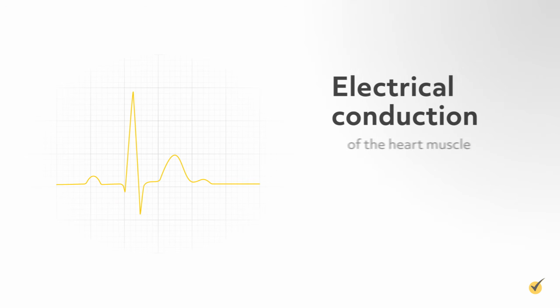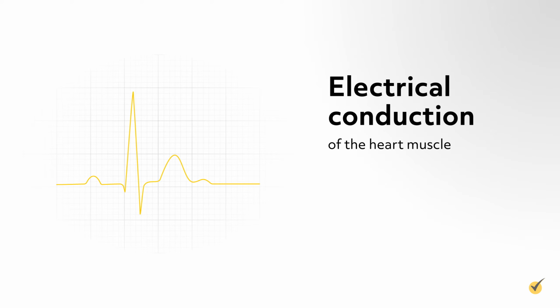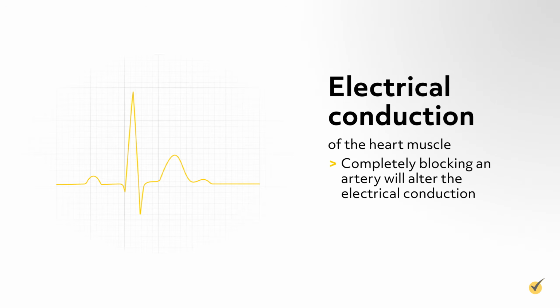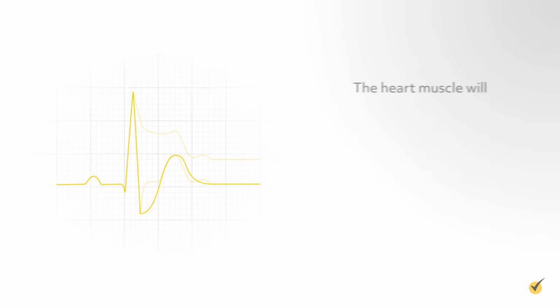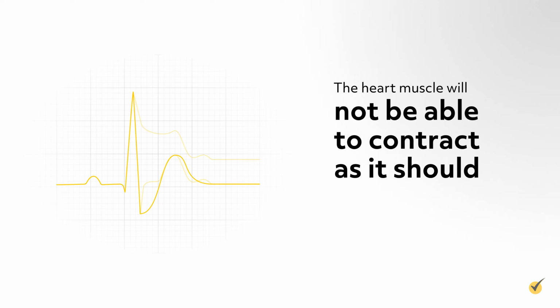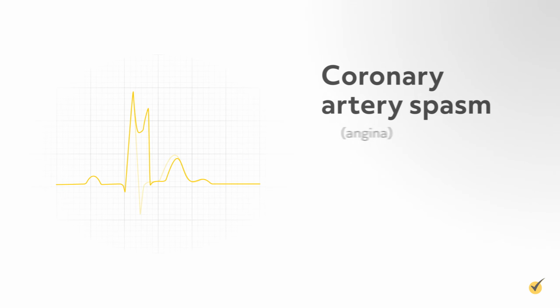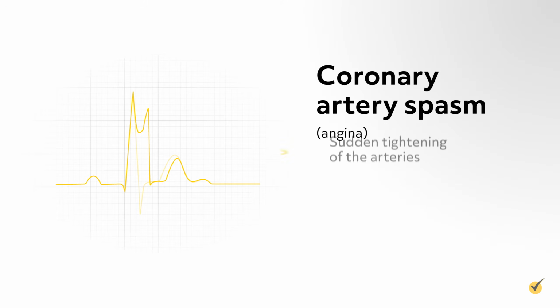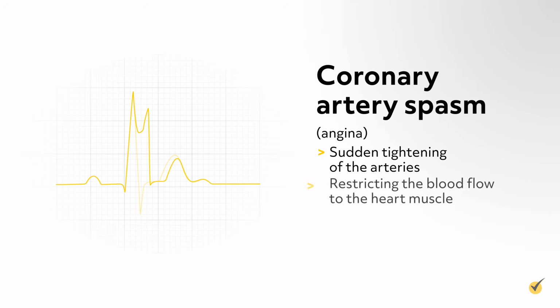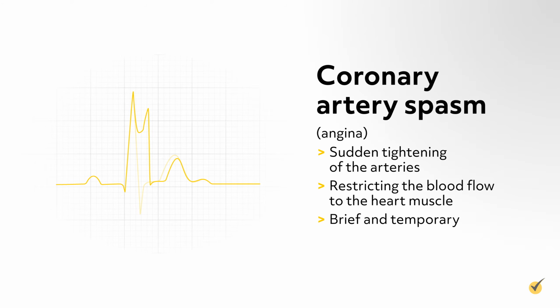If you think about the electrical conduction of the heart muscle for a second, completely blocking an artery will alter the electrical conduction by stopping or detouring the blood flow. The heart muscle will not be able to contract as it should, causing the electrical conduction to change as seen on an ECG. Coronary artery spasm or angina is a sudden tightening of the arteries, again restricting the blood flow to the heart muscle. These are usually brief and temporary, but can lead to a heart attack.